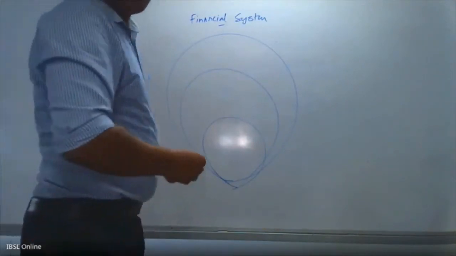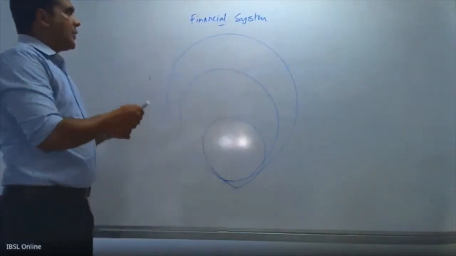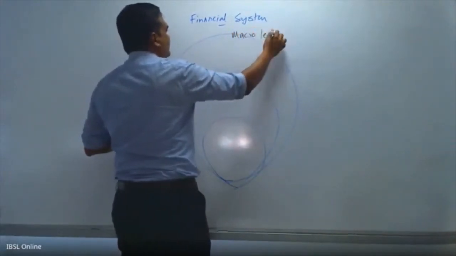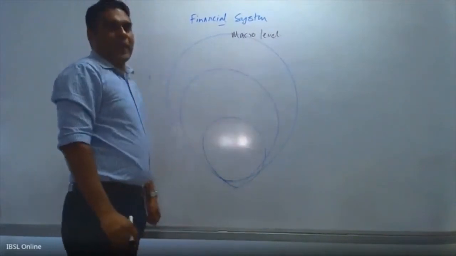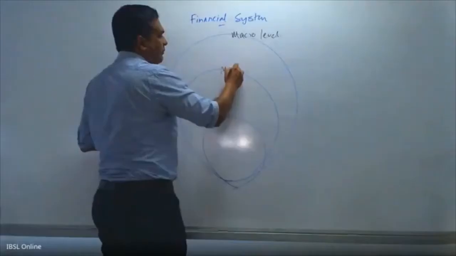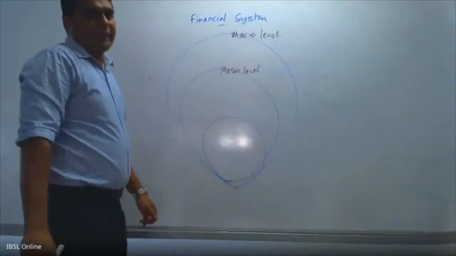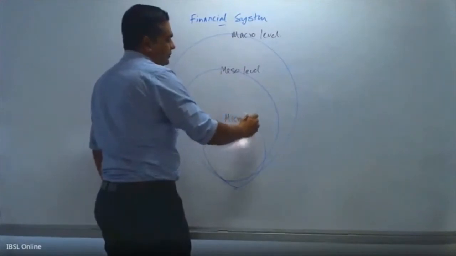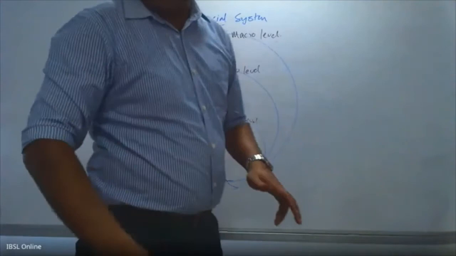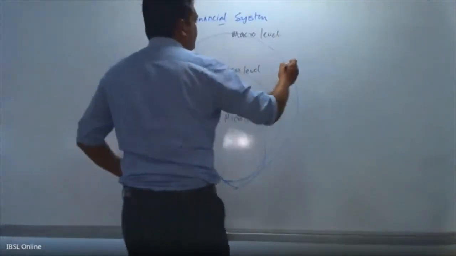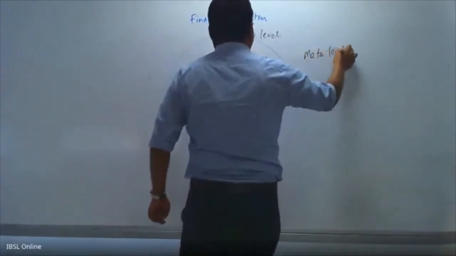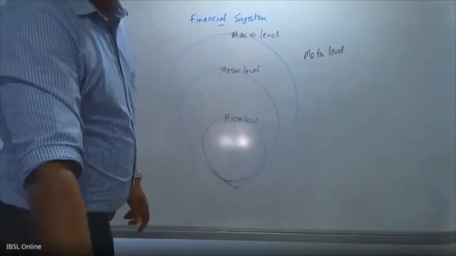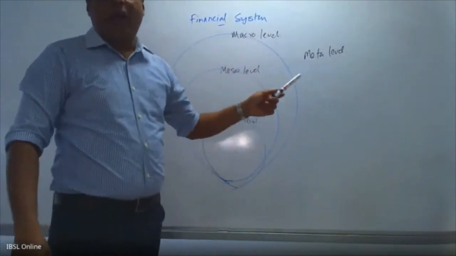So in this financial system, there are basically 3 layers. First layer, up here, is the macro level. And there is a second level we call the meso level. And the third level we call the micro level. Make it outside, the meta level. Macro level, meso level, micro level, meta. The macro level is a level where all the regulators are in place.